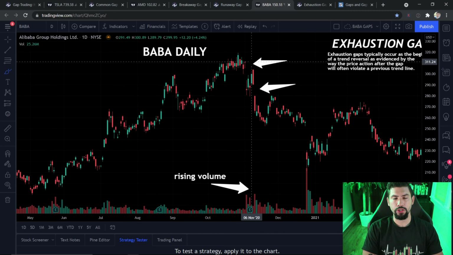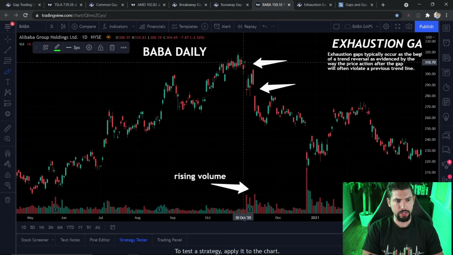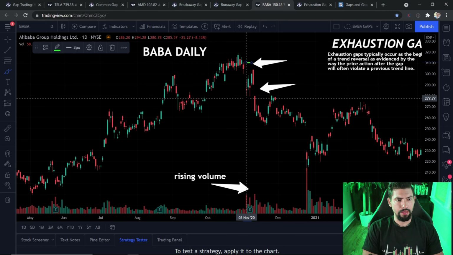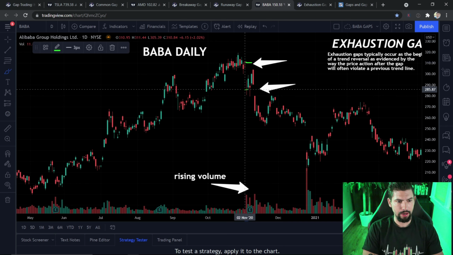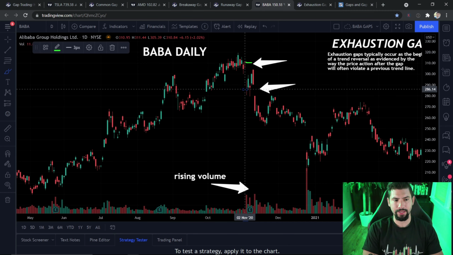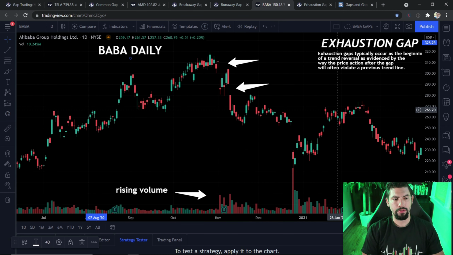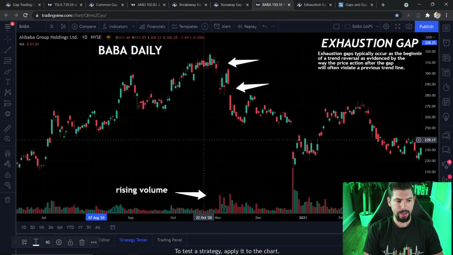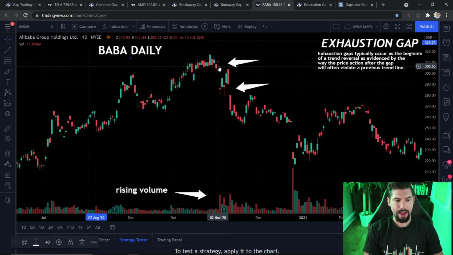If we dig into the chart a little more, we can see that on November 2nd of 2020, price closed right here at this level. The following day, on November 3rd, price opened down here. So it closed at 310 and it opened near 286. That's a big move down. One of the things to note as well is that this gap down happened 2 days before an earnings report.